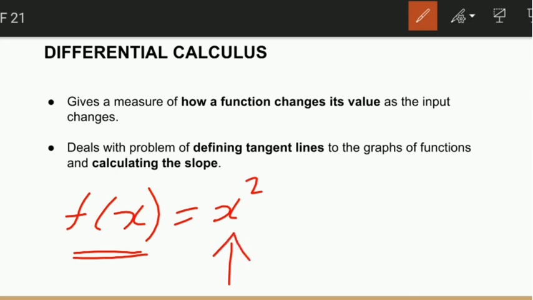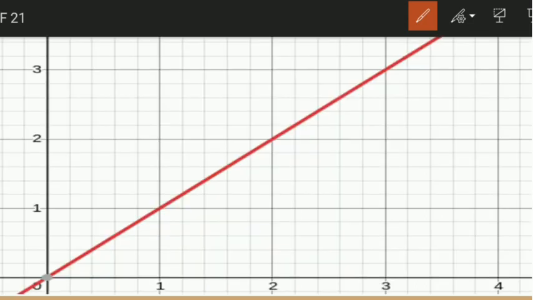So we know that when x is equal to 1, f of x is 1, and when x is equal to 2, f of x is 4. So it changes in a particular manner, right? Differential calculus actually helps us to study how this function keeps changing as a variable is changed. Practically, we use it mainly for defining the tangent lines to the graphs of functions and for calculating the slope. So here we have a straight line graph, right?